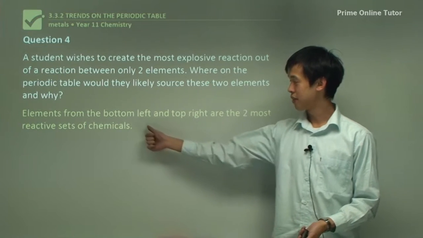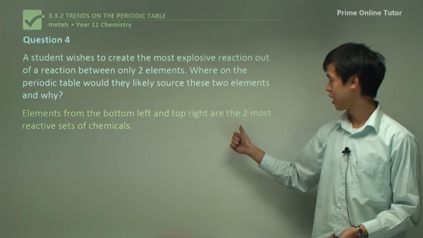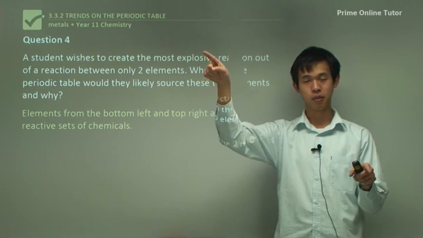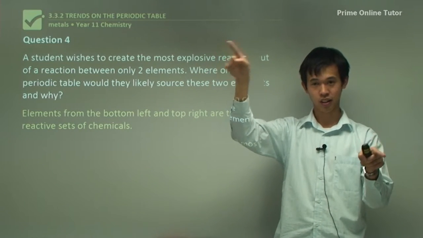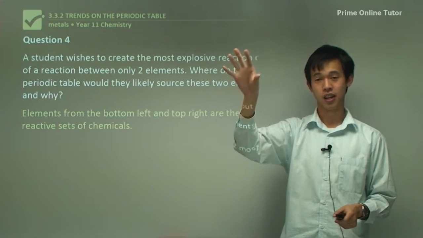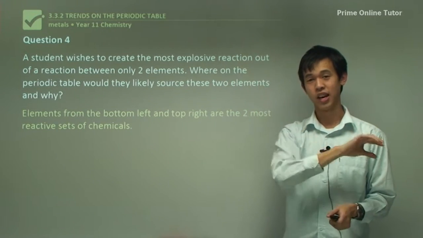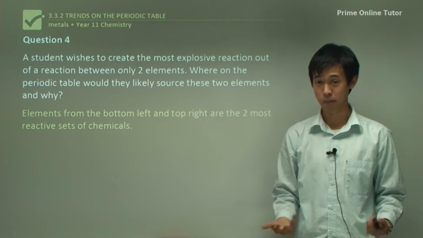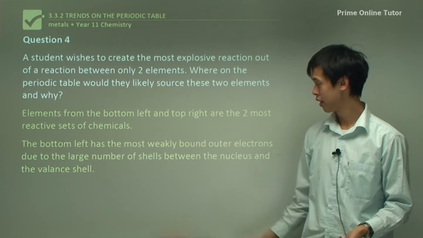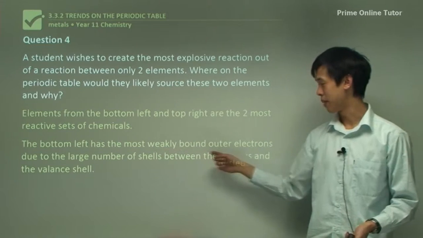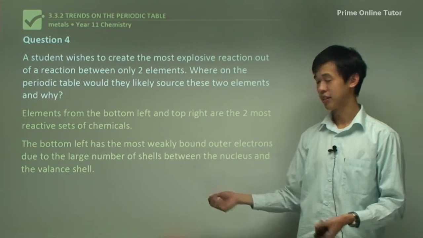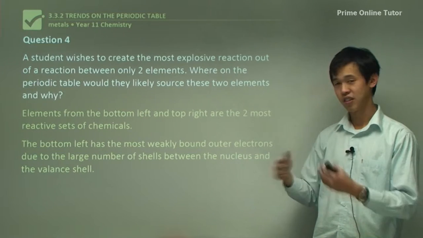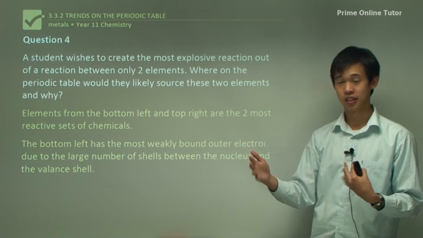Elements from the bottom left and top right are the 2 most reactive sets of chemicals. If we looked at the periodic table, at the bottom left and the top right, we would see that those are the 2 most reactive. If you put them together, you're likely to get a very big reaction. The bottom left has weakly bound outer electrons because of the large number of shells, and the distance to that valence electron is very, very big.